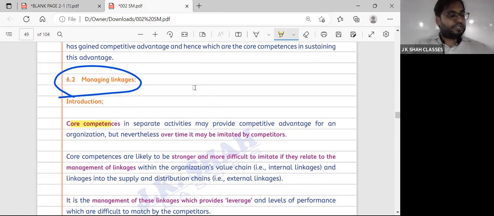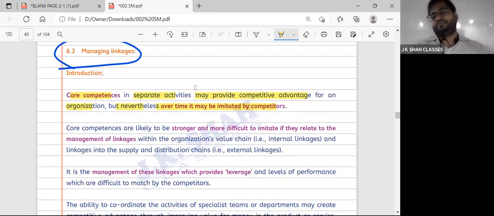The core competence in separate activities may provide competitive advantage for an organization, but nevertheless, over time, it may be imitated by the competitor. Very important. Core competence are likely to be stronger and more difficult to imitate if they relate to management of linkages. So how well you are coordinating amongst the different activities, that will result into core competence, and it cannot be copied by competitor.